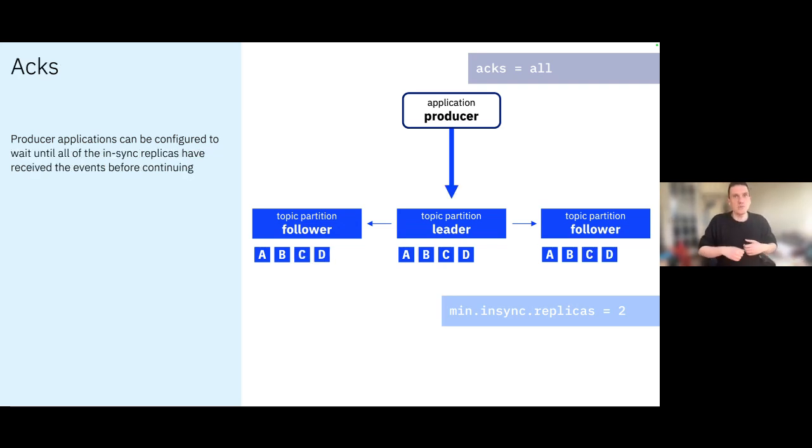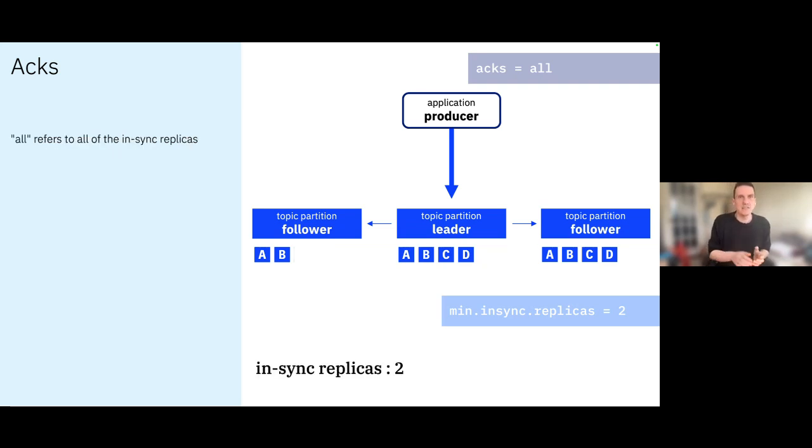And the other characteristic is while it is producing, say in this situation, the producer produces event E onto the leader replica, it won't carry on until it's aware that all of the in-sync replicas have got a copy of that event E, both of those followers either side. Worth being totally clear, acks=all means all of the in-sync replicas, not all of the replicas.